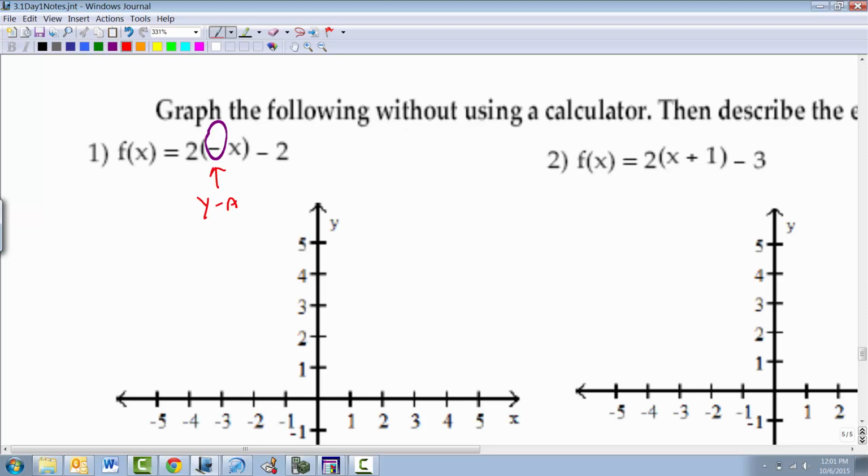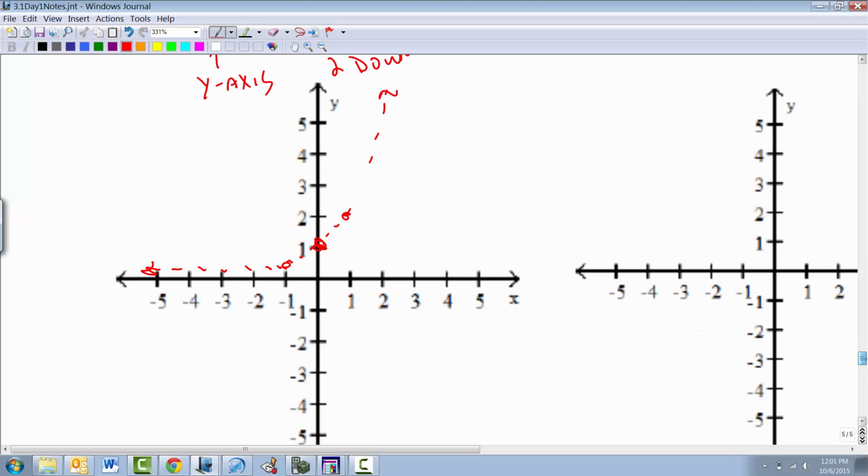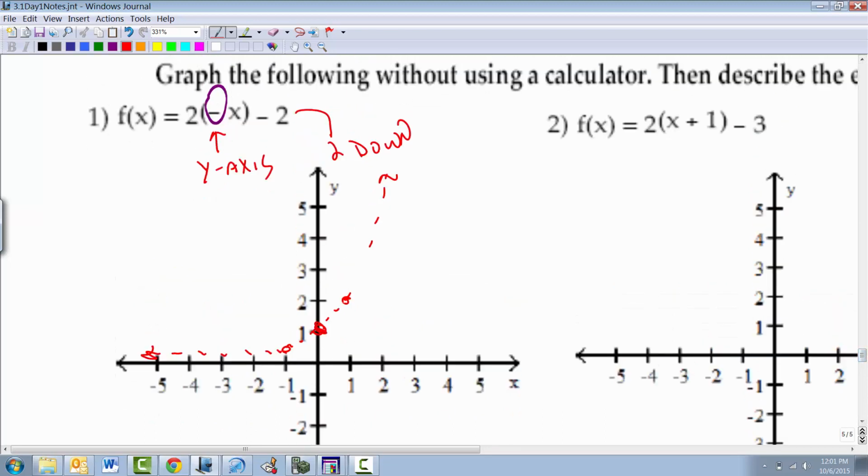Y-axis. And then what's that -2 do? 2 down. Who are we talking about? We're talking about compared to the parent. The parent is this one, and I'm just going to do it as a dotted picture. And it's those 3 points and then end behaviors that I want to care about on this. So what do I do? I reflect this over the y-axis, and then I go 1, 2 down.